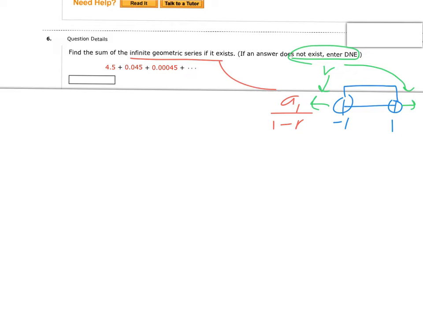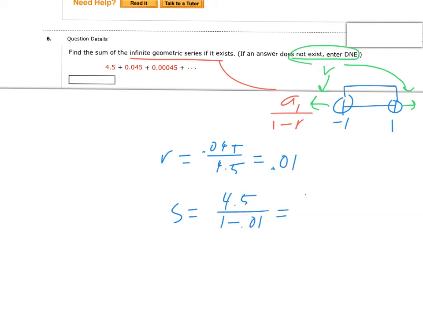So let me check this one out. I'm going to say r is any term divided by the term in front of it. And so let me just do that on the calculator. I think it's like 0.01 or something. I'm just going to make sure. All right, so that comes out to 0.01. And so that r certainly does fit in there. And so I can use my formula here. The infinite sum is the first term divided by 1 minus r, which will be 0.01. So that's 4.5 over 0.99.